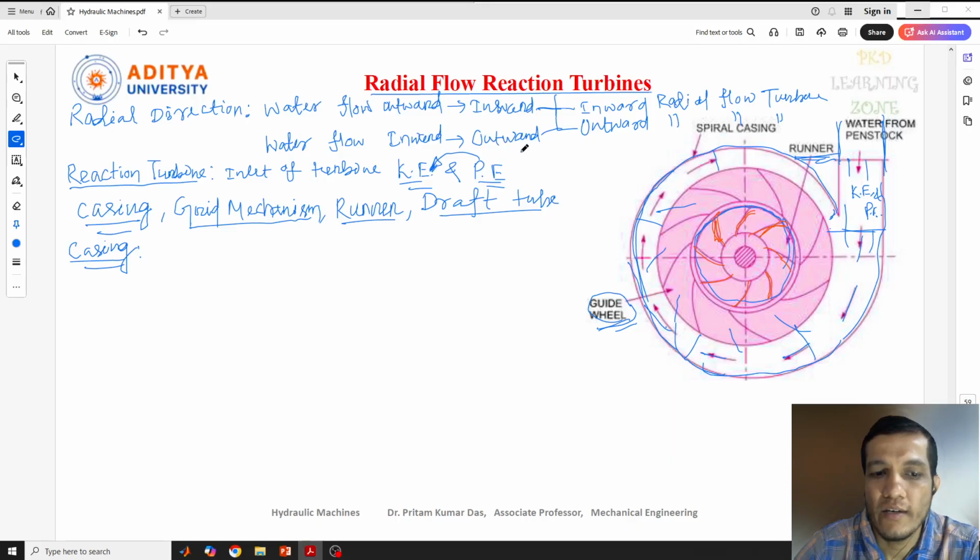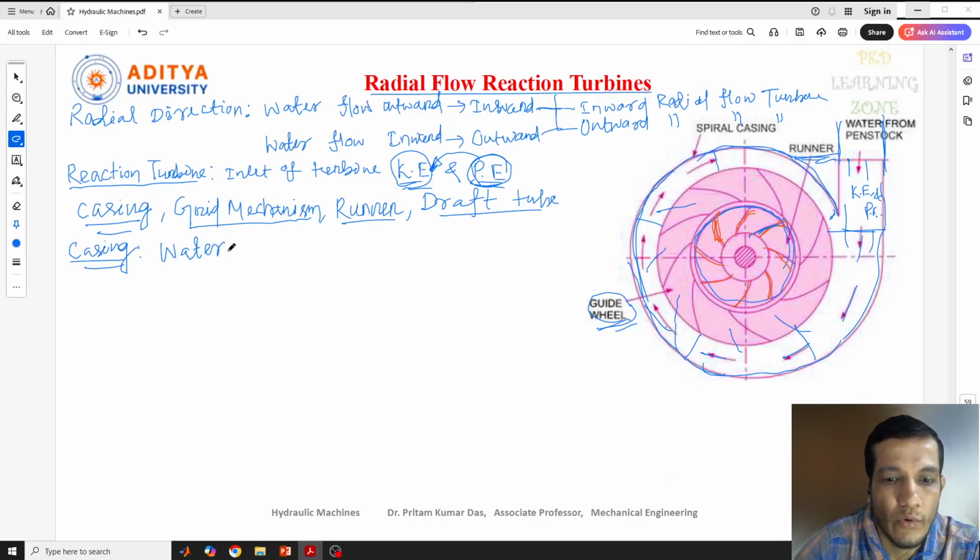So the water through the runner will be under pressure, and this runner part will always be in an enclosed medium, always full of water. I'll tell you the concept of this pressure difference in the reaction turbine, and how the pressure has a major key role in it. Now, as I told you, this is the casing, the covering part of this reaction turbine, and it is always full of water.